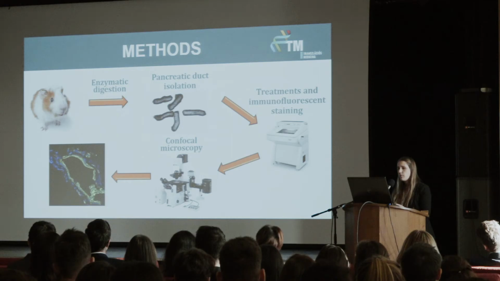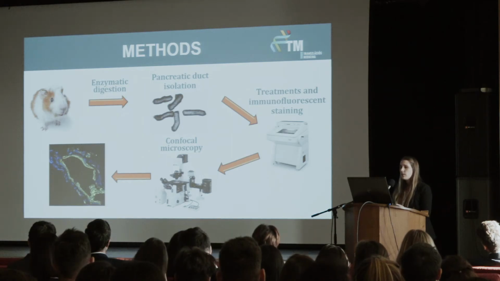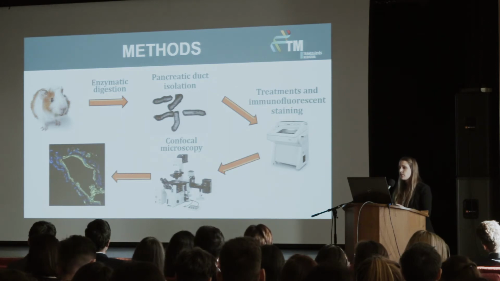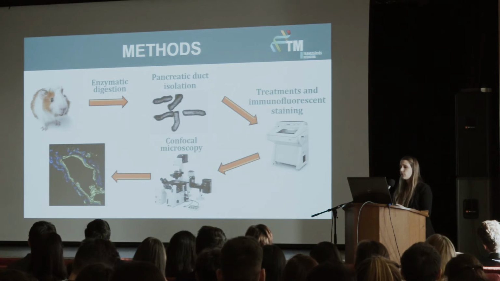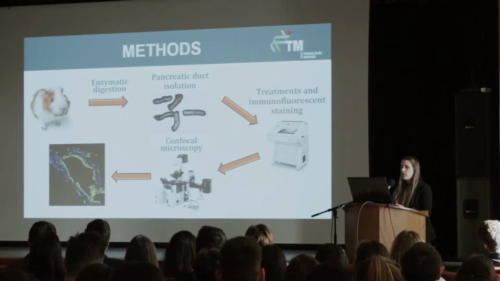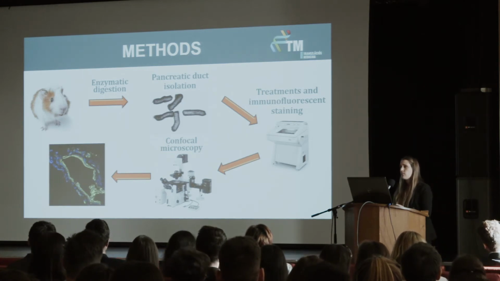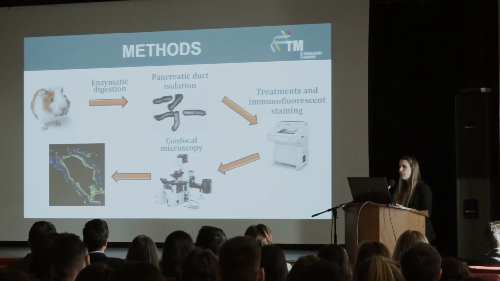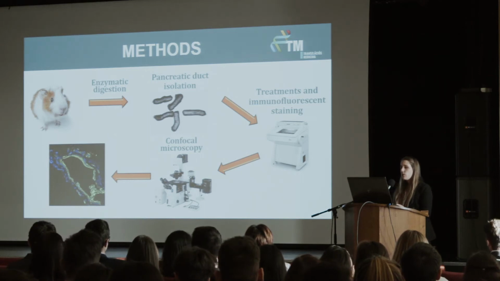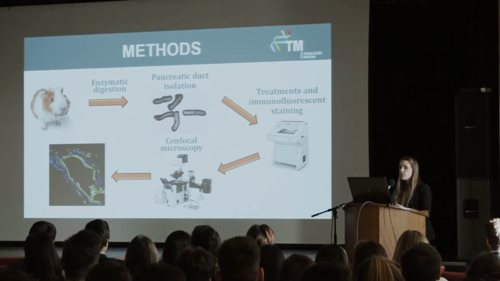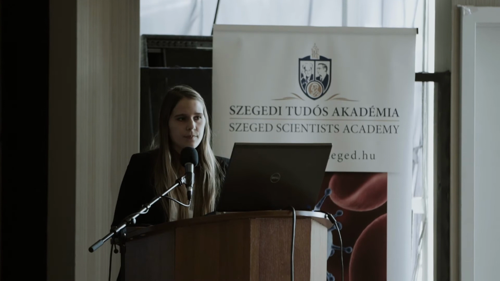We used guinea pig pancreatic ducts with enzymatic digestion, and we treated these ducts and used immunofluorescence staining. The immunofluorescence staining mainly mimics the binding of an antibody to an antigen. After that, we used confocal microscopy. In all of our pictures, the green one is the CFTR channel, and the blue ones are the nuclei.